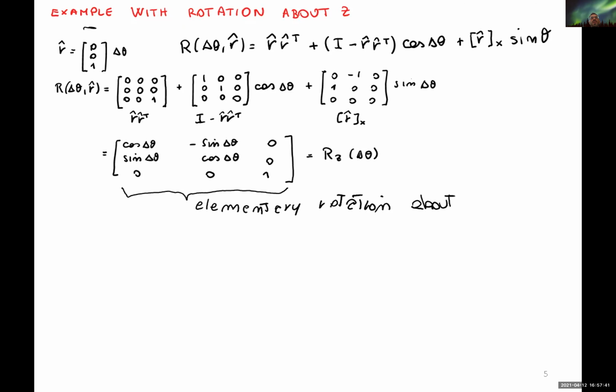So we see that in this generic case of the Rodrigues formula, for any kind of rotation, if we choose the Z axis as axis, the Rodrigues formula spits out the known matrix of elementary rotation about the Z axis. And this is just for us to ensure that everything works properly.